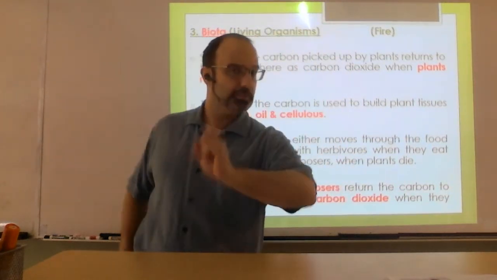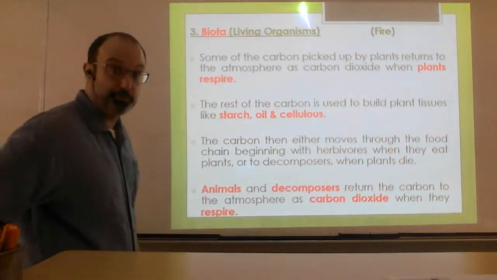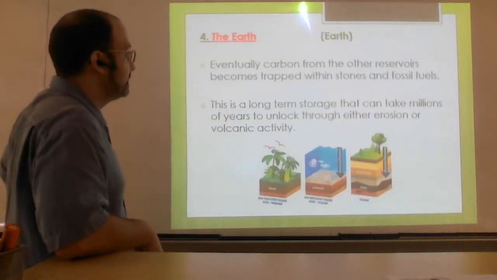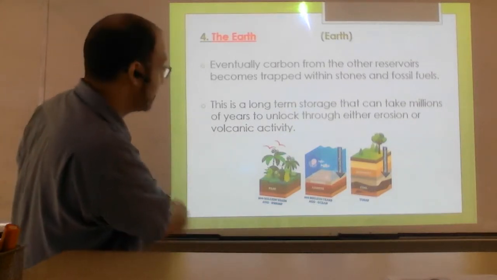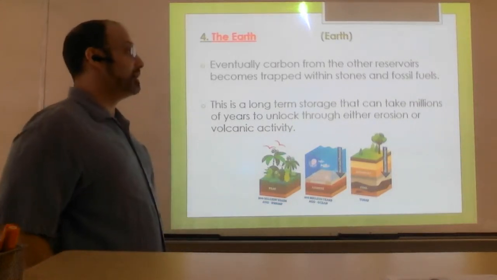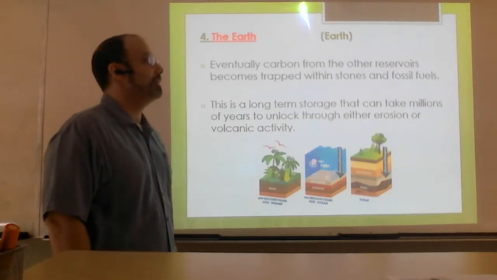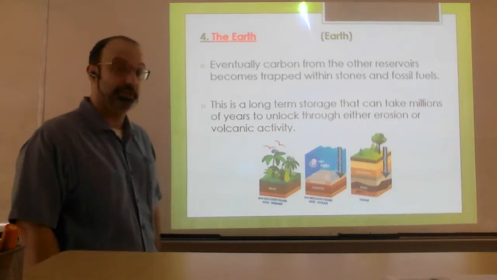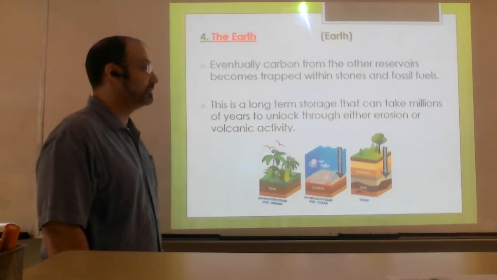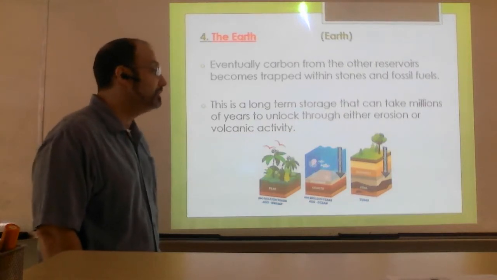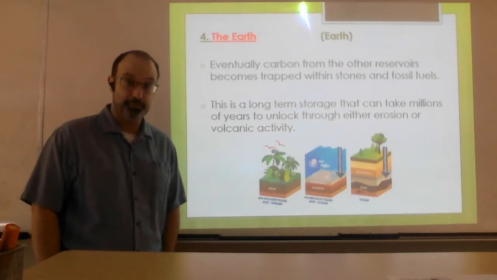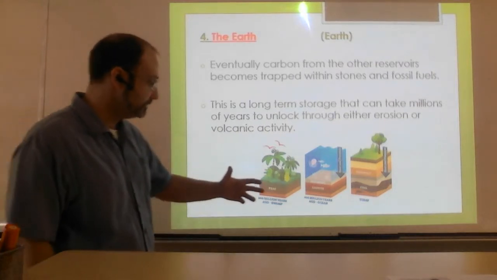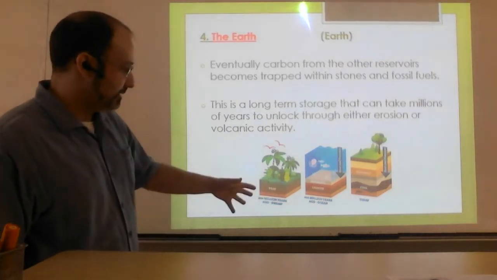But there's one more piece of this cycle that's very important, absolutely critical. The Earth. And hence why I had that whole 4 elements thing going. Eventually, carbon from other reservoirs becomes trapped within stones and especially fossil fuels. This is a long-term storage that can take millions of years to unlock through either erosion or volcanic activity. So an example here. You've got peat, right?